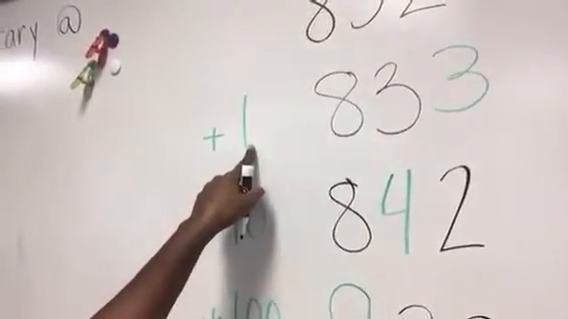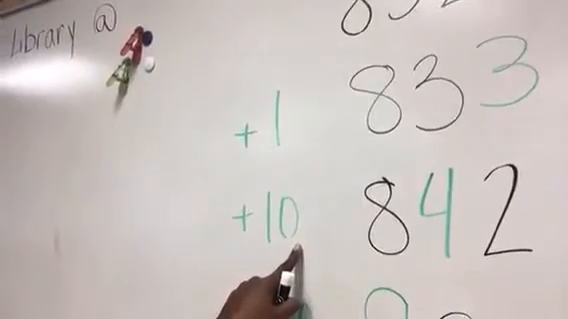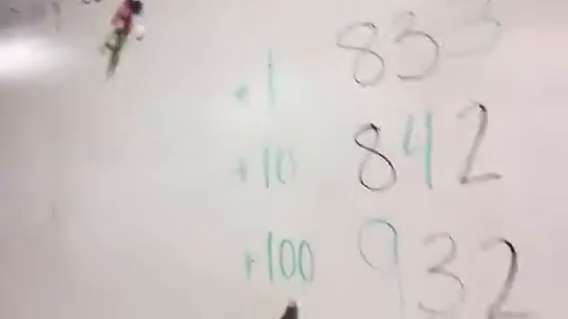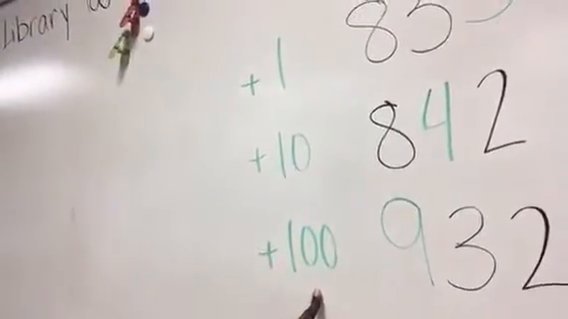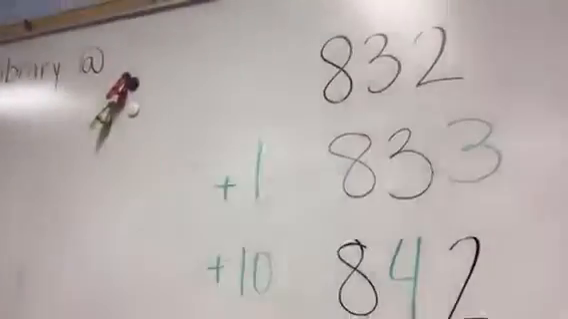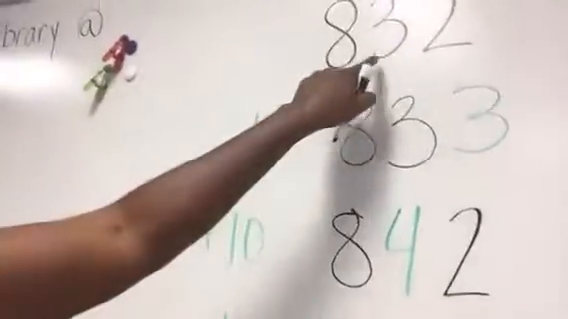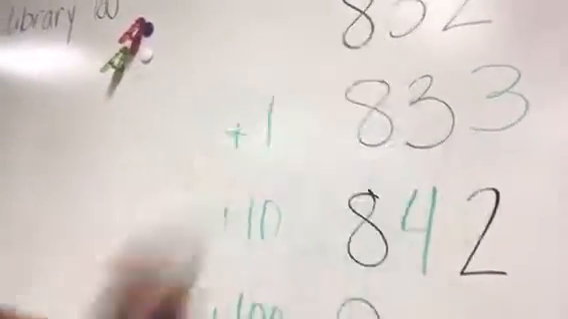So adding 1, 833, adding 10, 842, and adding 100, 932. Notice that I added everything to the 832. We had a little confusion about that earlier today when we did math. I'm not adding 10 to this number, I'm adding it to my original number.